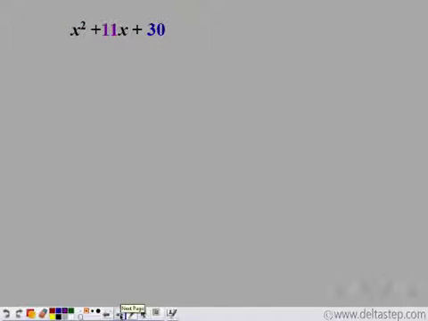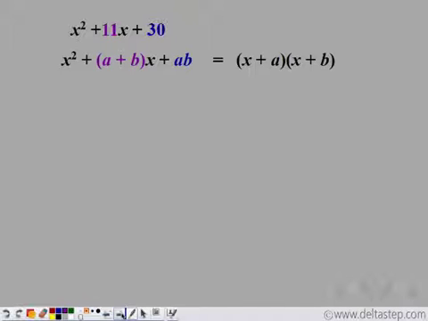We have x square plus 11x plus 30. Again we see that there is no common term. Since there are only three terms, we cannot factorize by grouping. There is just one square term here. So let us try and use what we have learnt now. Let us try and find two numbers a and b such that their sum is 11 and their product is 30. If we can do that, we'll be able to represent this as x square plus a plus b into x plus ab, and then we'll be able to write the factorized form in this manner. So our aim is to find two numbers whose sum is 11 and product is 30.